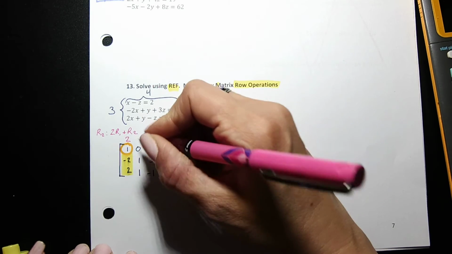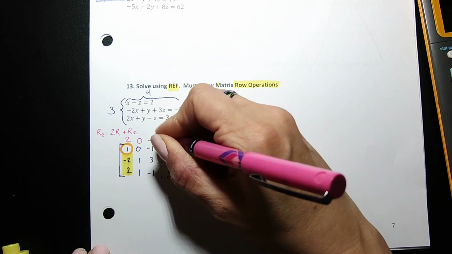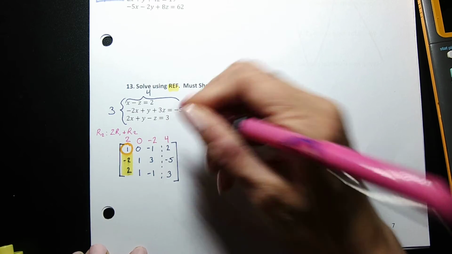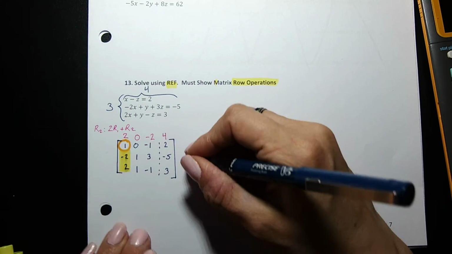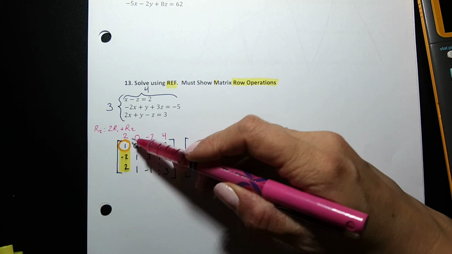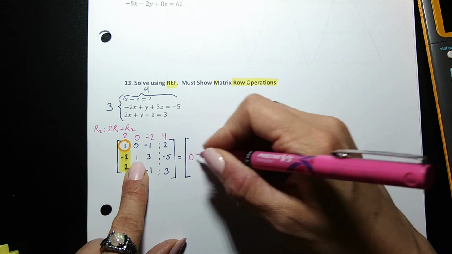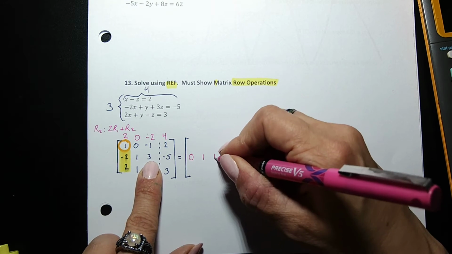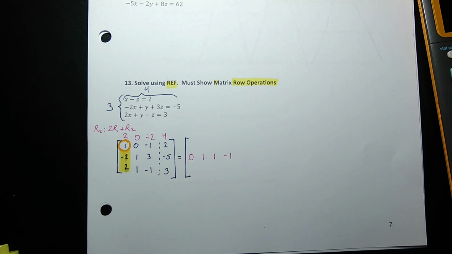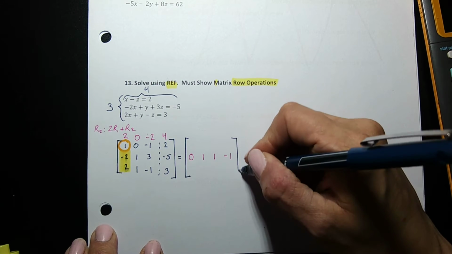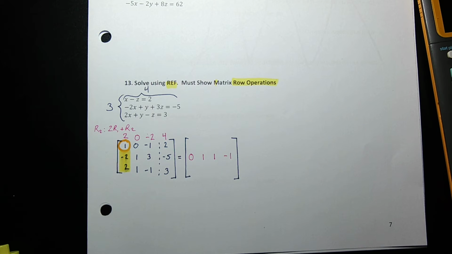And now I'm going to show that work. 2 times row 1. 2 times 1 is 2. 2 times 0 is 0. 2 times -1 is -2. And 2 times 2 is 4. In my next matrix over of work, I'm going to add that new pink row of work to my row 2. So 2 plus -2, 0. 0 plus 1, 1. -2 plus 3, 1. 4, -5, -1. Questions so far?